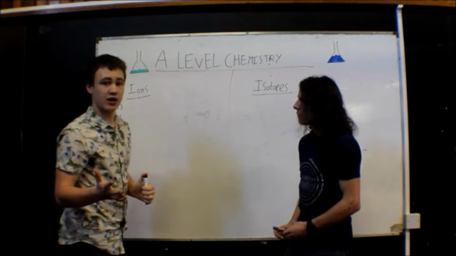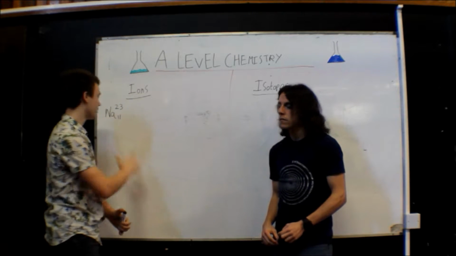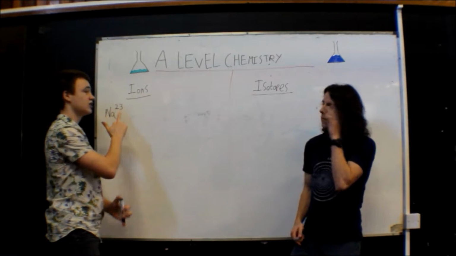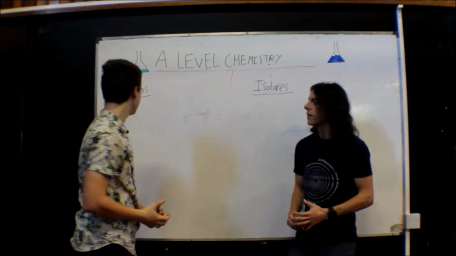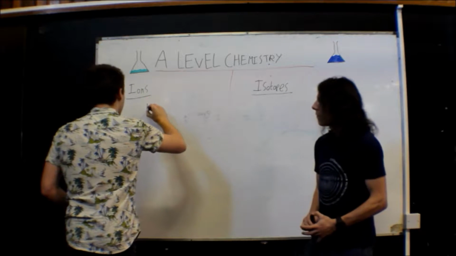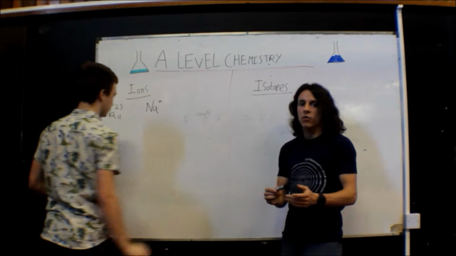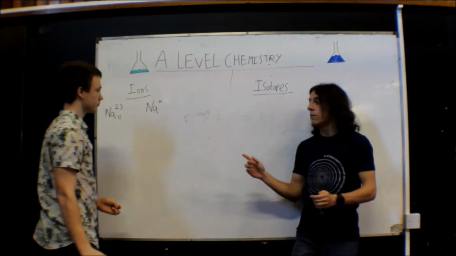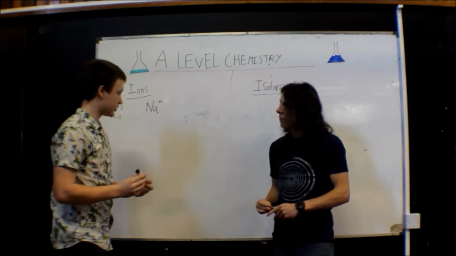These are the sorts of questions you might be asked. If you're given this number and this number, you've got to say how many protons: 11. How many neutrons? It's going to be 23 minus 11, which is simply 12. So we can have an ion, we can have Na+. But what does that mean, really? Well, the plus means you have lost an electron. Because electrons are negatively charged, you lose them, you get a positive charge.